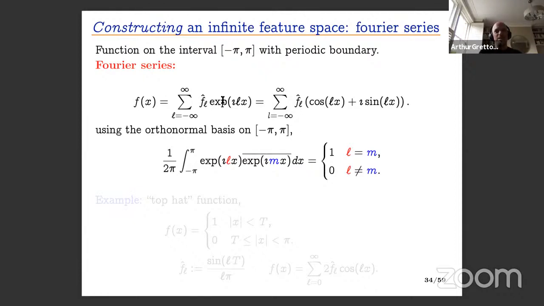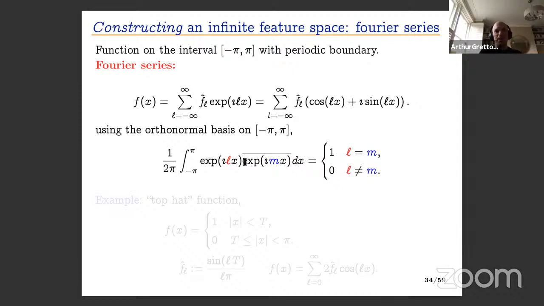Okay, now this basis, this e to the ILX, is an orthonormal basis. What does that mean? It means that if I take the dot product of e to the ILX and e to the IMX, it's going to be 1 if L and M agree, and it's going to be 0 if L and M don't. So each of these pairs of functions is orthogonal to the other.